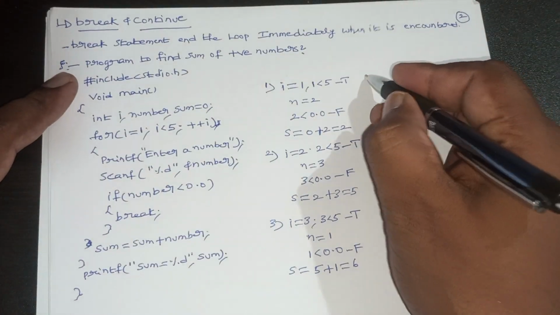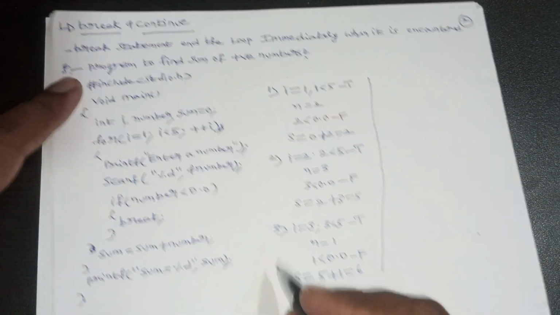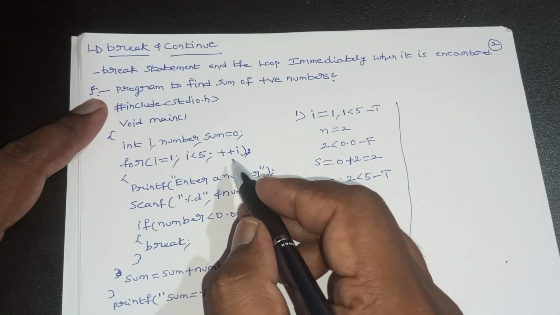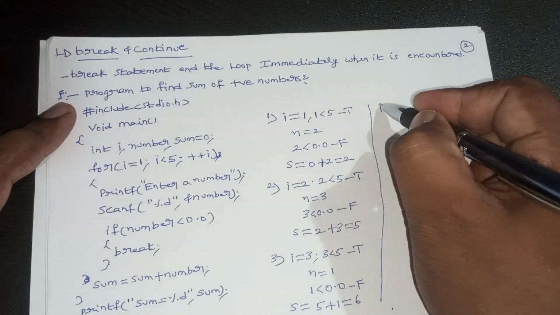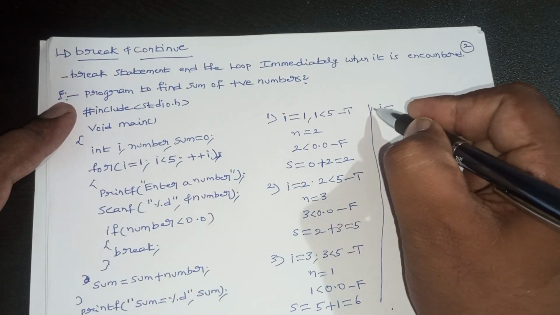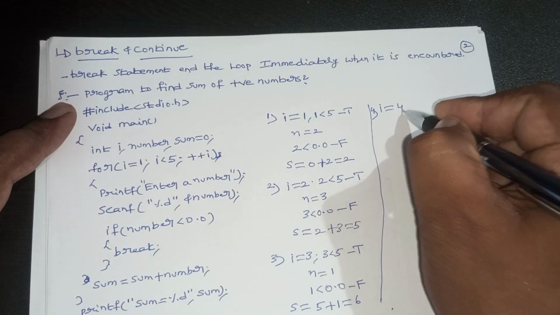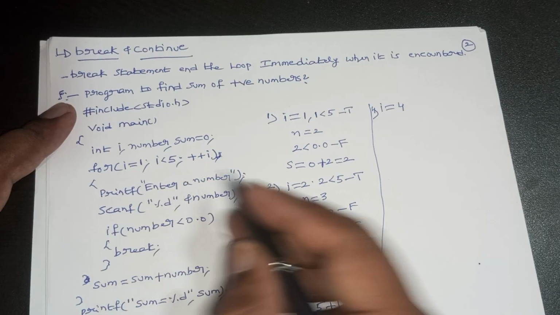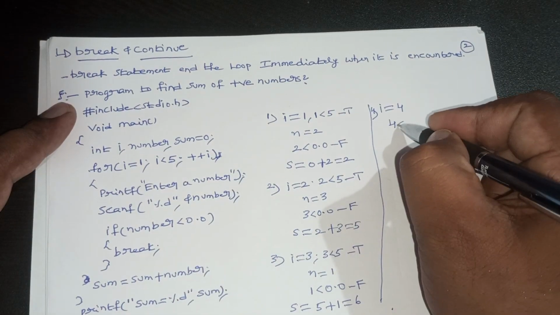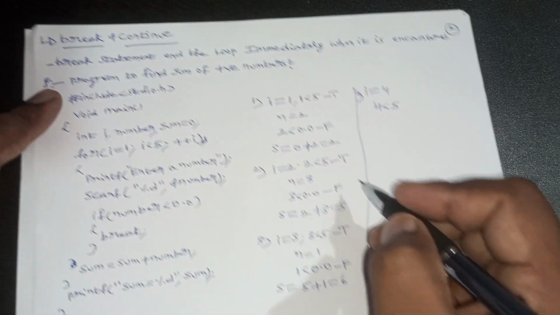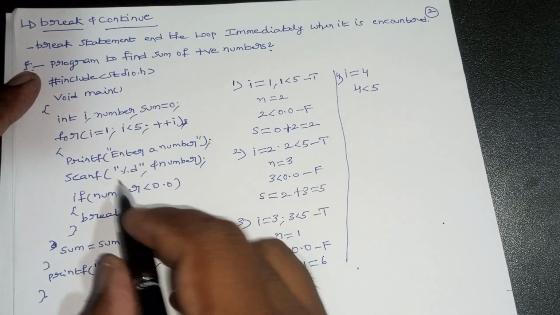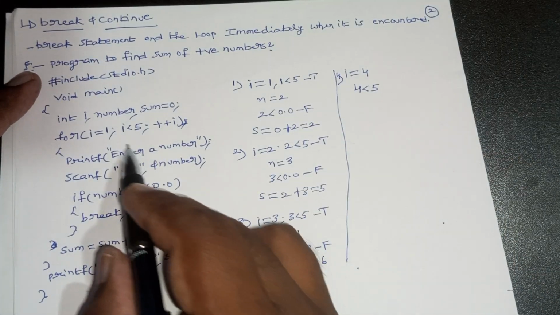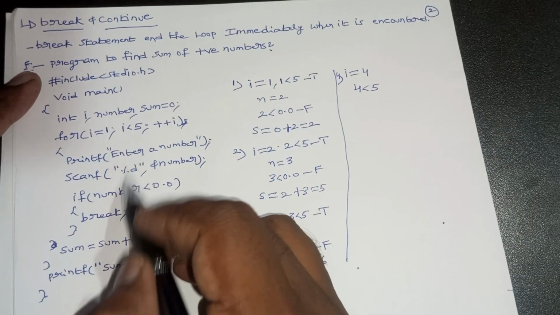Okay, now again where I have to go, can you tell? So now again go to the i plus plus. Now i becomes 4. Okay, so you check the condition: 4 less than 5, condition true or false? Yes, condition true. So if the condition is true, I have to do something.